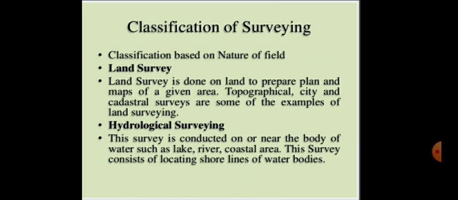Next classification you can note down is the classification which is based on the nature of field. Okay, this is the last one. Based on the nature of field, first one is land survey. Land survey is done on land to prepare plans and maps of a given area. Examples are topographical, city and cadastral survey. That is, the survey which is done on land, on the earth, is called the land survey. It can be for various purposes, like making topographical maps, city surveying, cadastral surveying. It all comes under land survey.